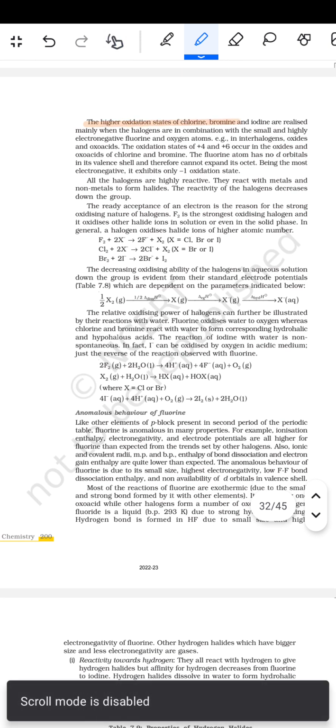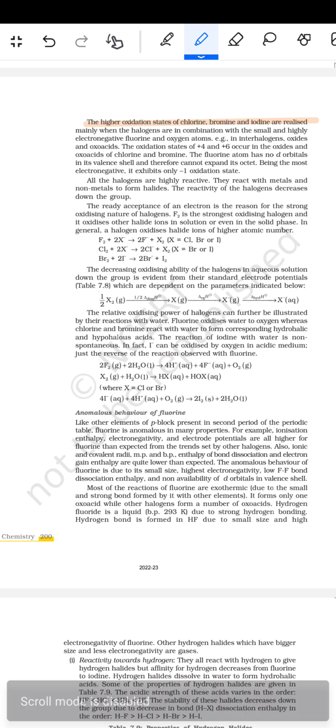higher oxidation states of chlorine, bromine, and iodine are realized mainly when the halogens are in combination with the small and highly electronegative fluorine and oxygen atoms. Examples are in the interhalogens, oxides, and the oxoacids. The oxidation states of +4 and +6 occur in the oxides and oxoacids of chlorine and bromine.